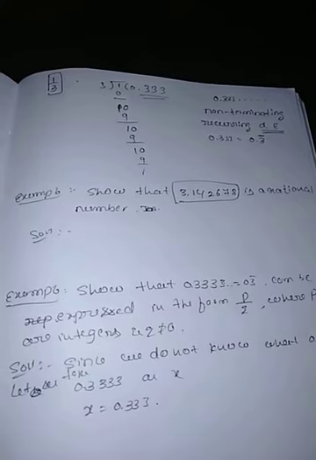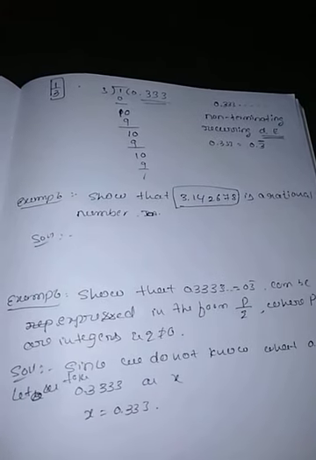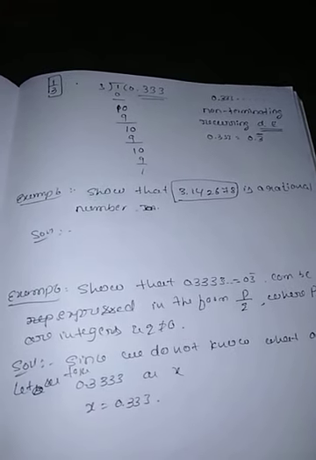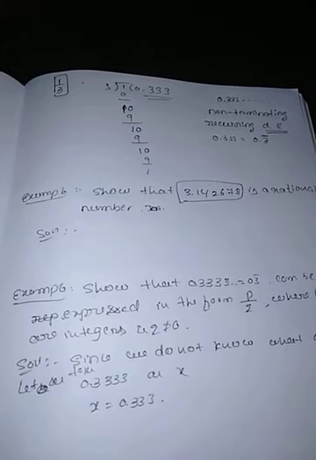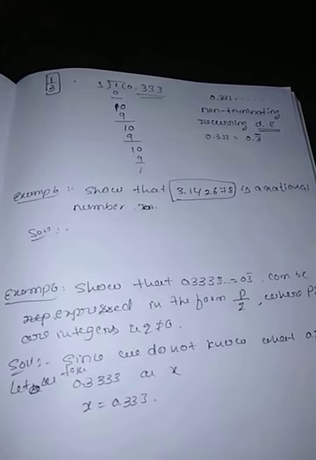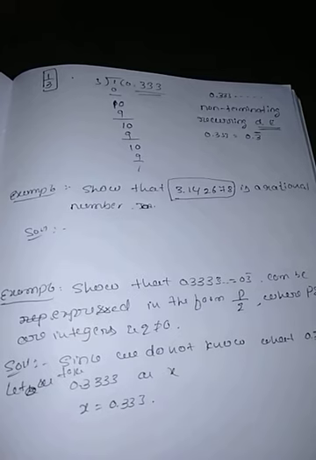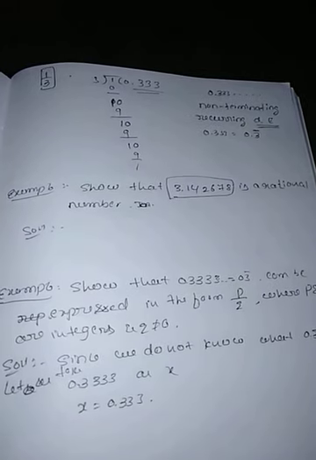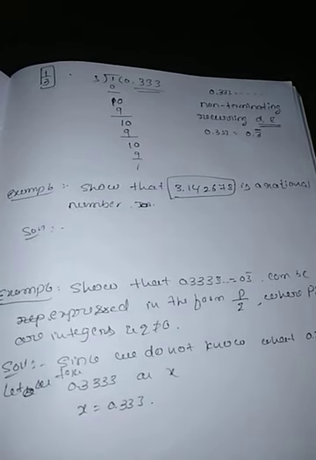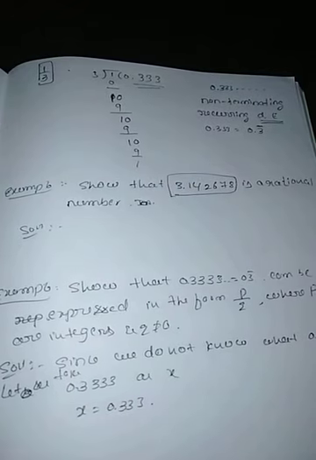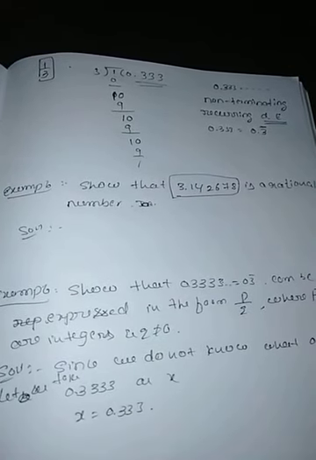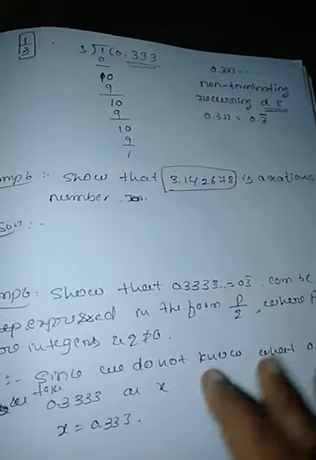The problem says show that 3.142678 is a rational number. So here we will just show that 3.142678 is a rational number. We know that rational numbers are the numbers that can be represented in p by q form. So here this 3.142678 can be represented in p by q form.